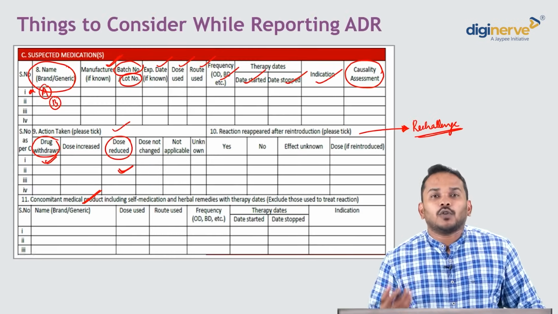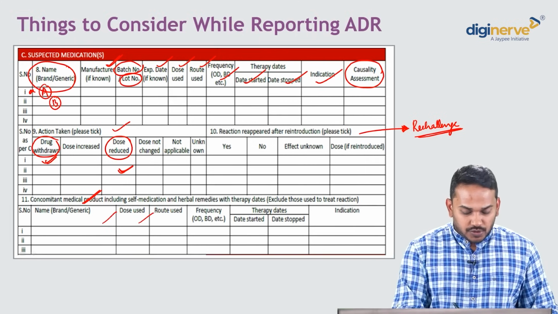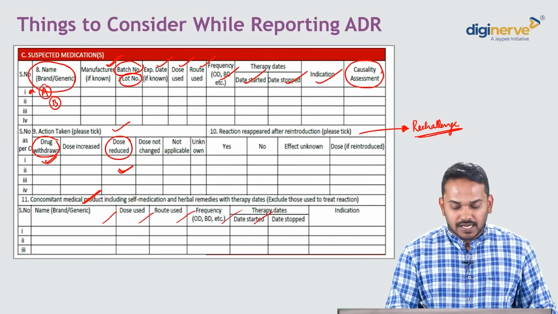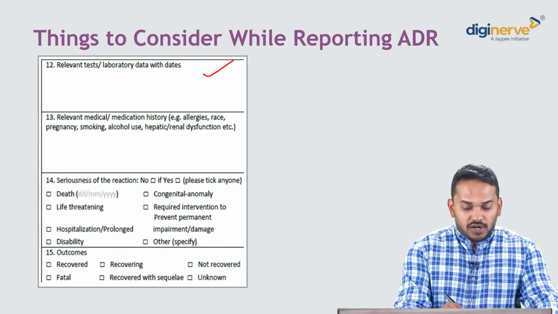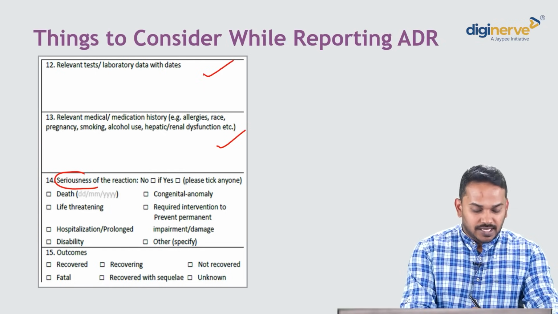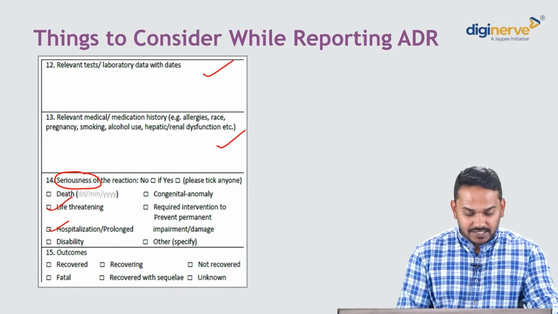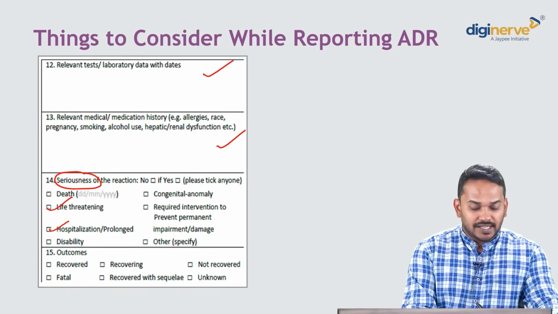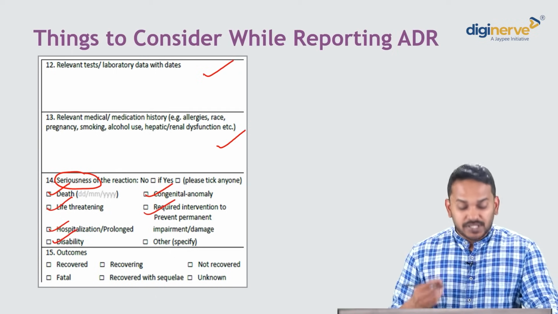And also the concomitant medical products, that is over the counter medications, dietary supplements, all that has to be written here, and their dose used, route, frequency, date started, date stopped, and the indication for which it was used. And the relevant laboratory history and medical history have to be written, and the seriousness of the adverse drug reaction: whether it was life threatening, whether it required hospitalization or prolongation of hospitalization, whether it resulted in death, congenital anomaly, whether intervention was required to prevent damage, or whether there was any disability.